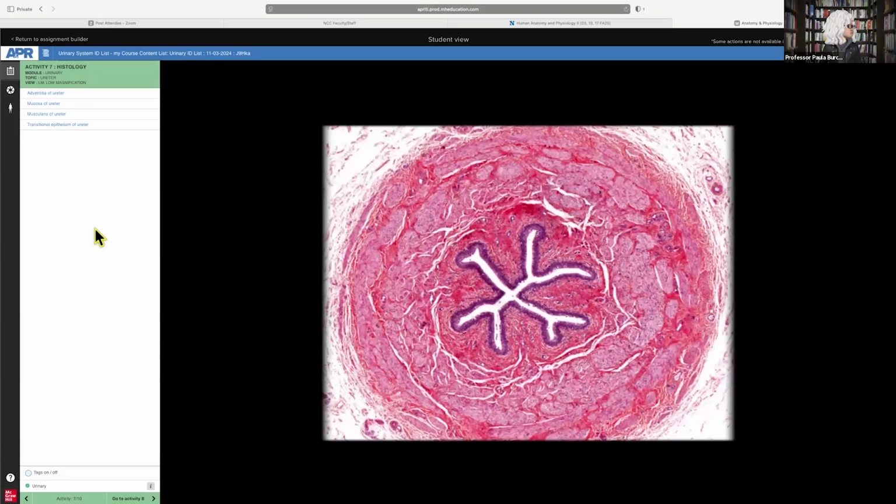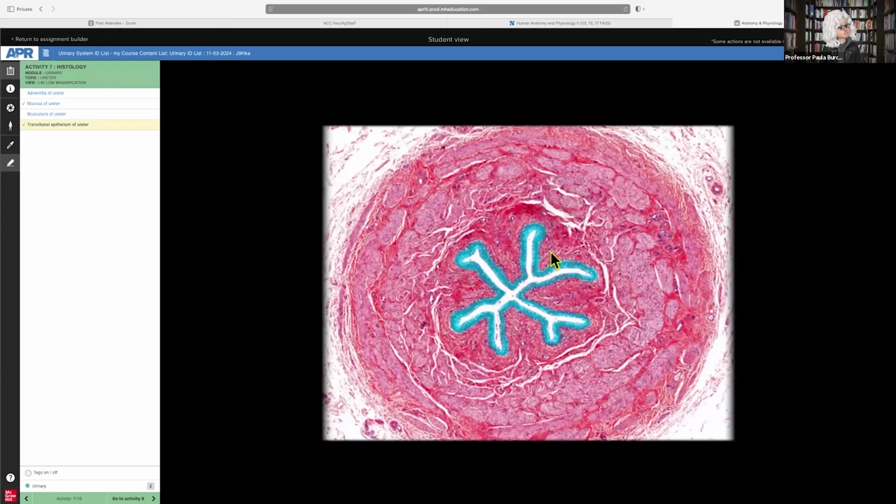This is looking at a ureter. In the ureter, you'll need to be able to identify the mucosa, which consists of transitional epithelium. Recall that the only place you're going to find transitional epithelium is in the urinary system. Deep to the transitional epithelium, here's the lumen.